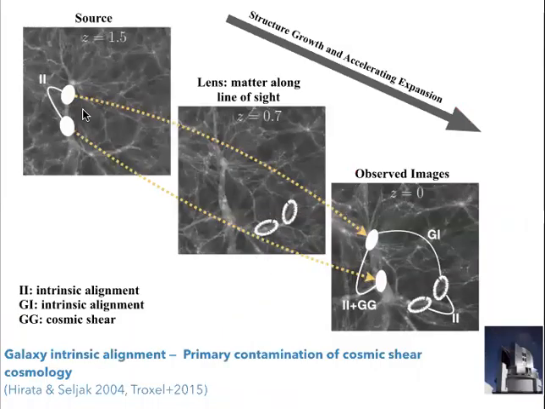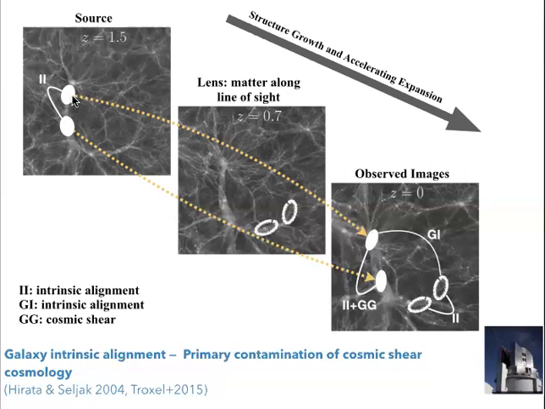So for galaxies that lie at a given redshift, because of the tidal field, because they share the same large scale structure, the intrinsic shapes already correlate with each other. This is known as the II intrinsic alignment signal.